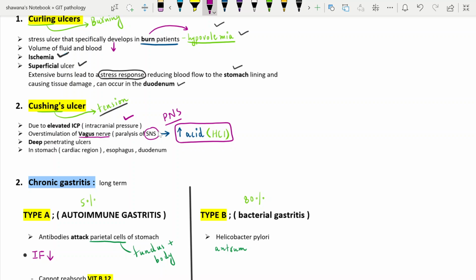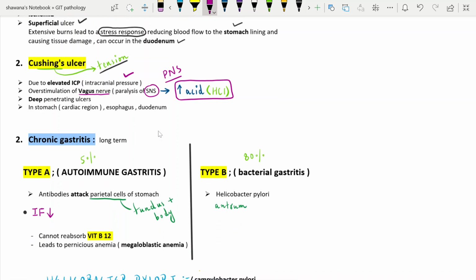These Cushing ulcers are deep ulcers and can occur in the stomach, esophagus, and duodenum. So, revising the Cushing ulcers: they have a relation to our intracranial pressure. High intracranial pressure presses the vagus nerve. It results in overstimulation of the parasympathetic nervous system, which results in oversecretion of HCl, and these are deep ulcers that can occur in any region of our gastrointestinal tract.